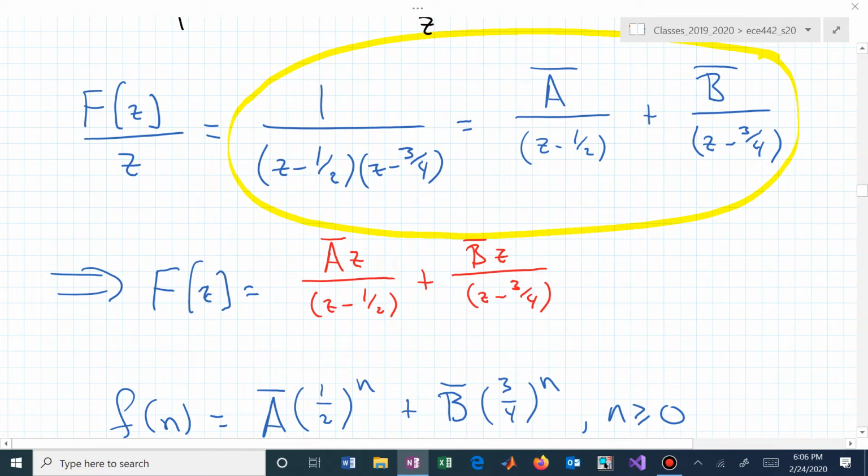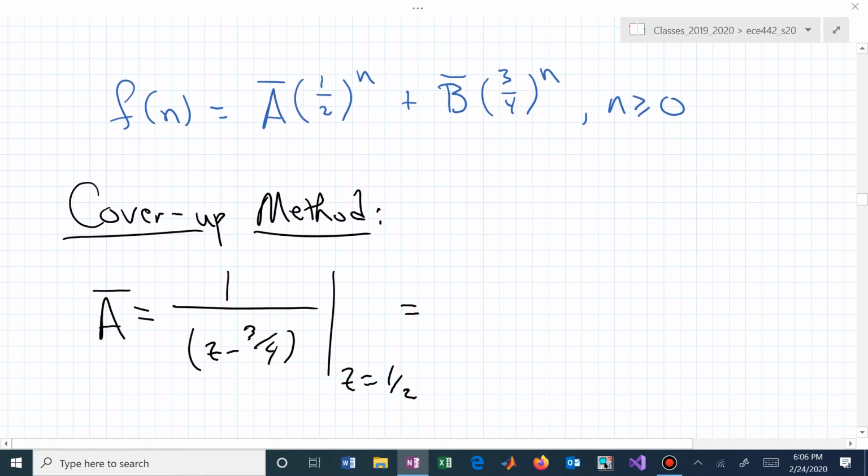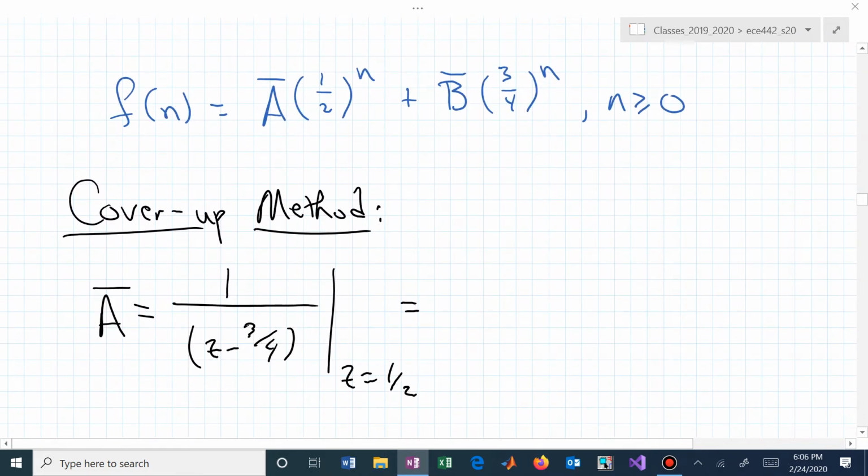Pardon? Oh, 1/2. I can't see. Can't hear either. I'm suffering. But we have a z minus 1/2, so it would be when z is equal to 1/2 when we cover that up. Or we now have A bar is 1 over z minus 3/4 evaluated at the value of z equal to 1/2.